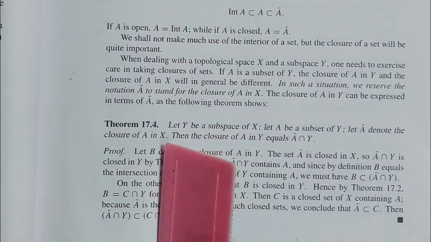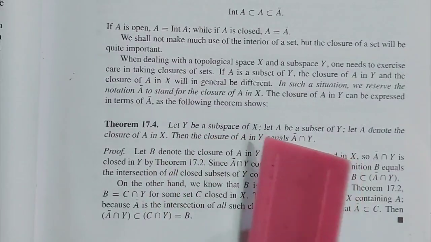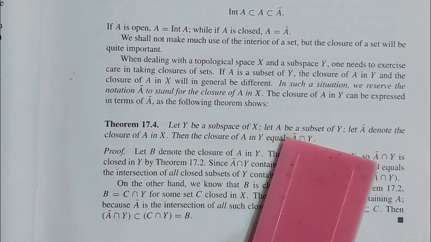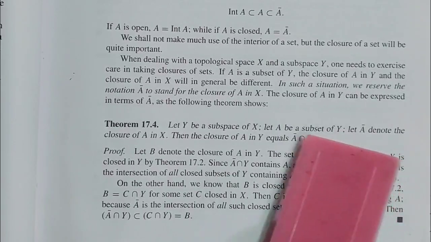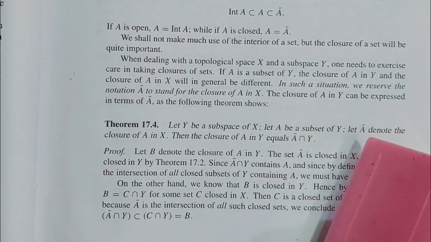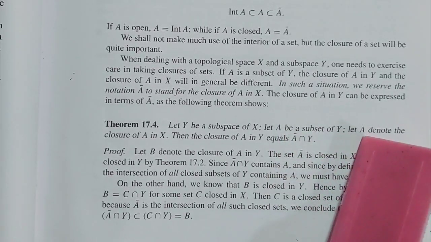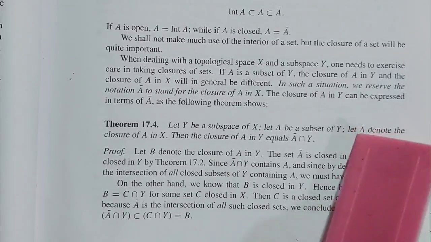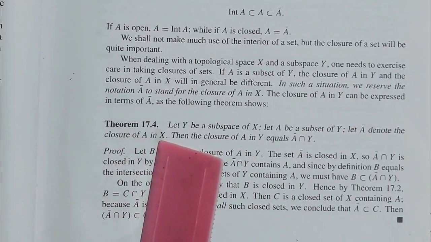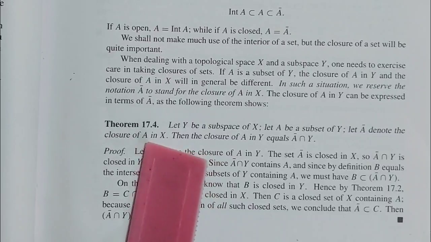Now let's go for the theorem. Y be a subspace of X. So already we know this. A be a subset of Y. So there is something A which is in Y. A closure, where this notation is for the closure of A in X, not in Y. So this is the closure of A in X.